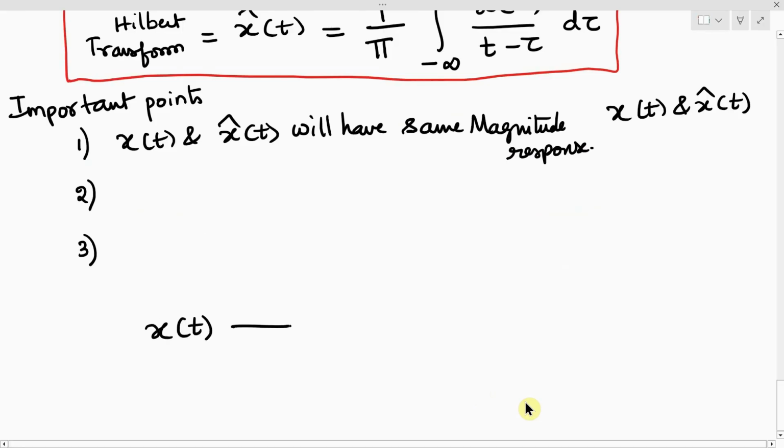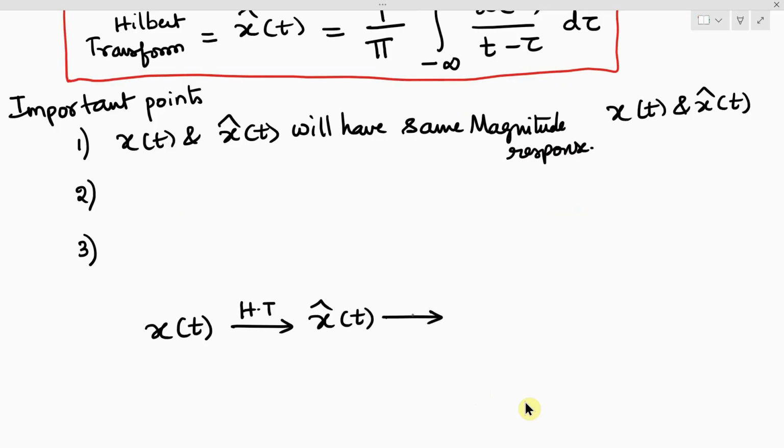For a signal x of t, I have applied the Hilbert transform and you got x cap of t, which is a phase shifted version of x. Suppose if I again apply the Hilbert transform for this result, what is the result? Tell me. For x cap, if I apply the Hilbert transform, what will be the result? The original signal? Not at all.